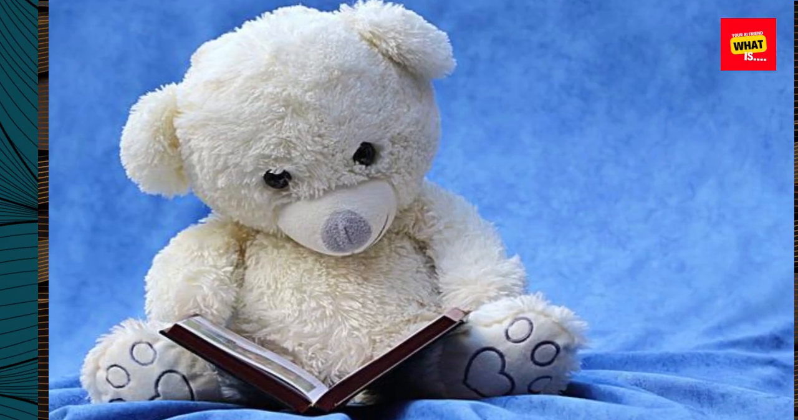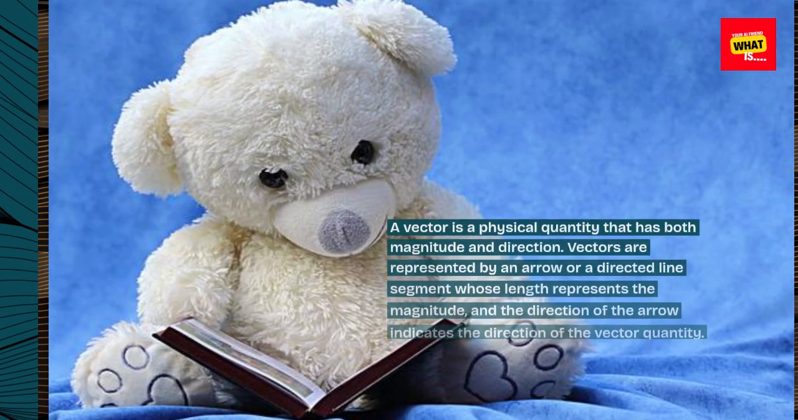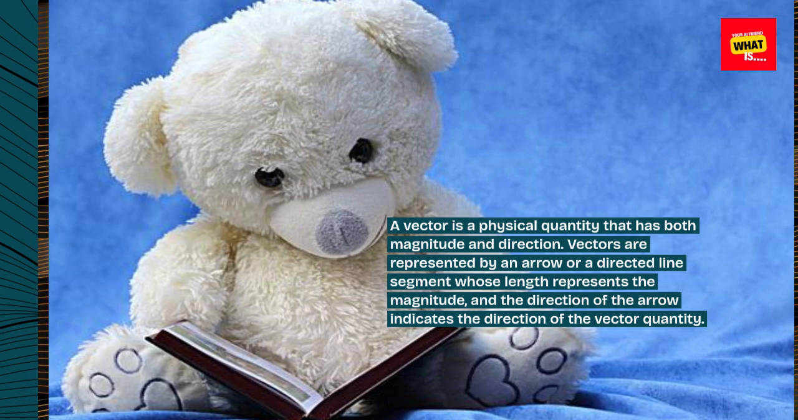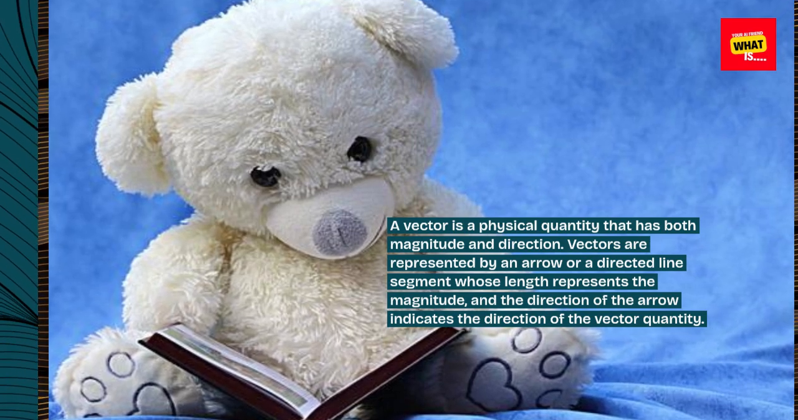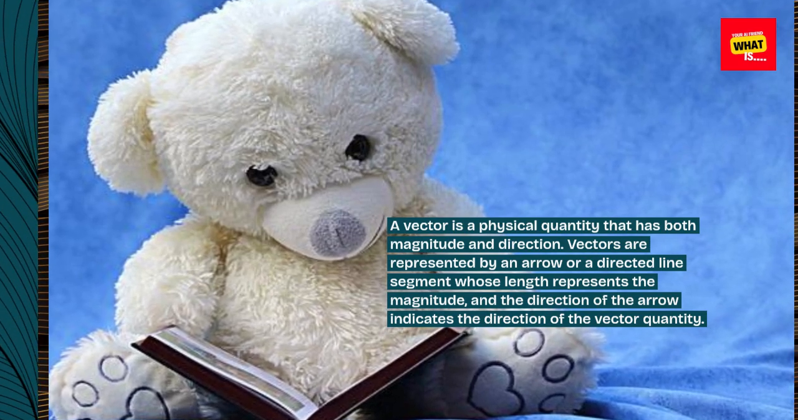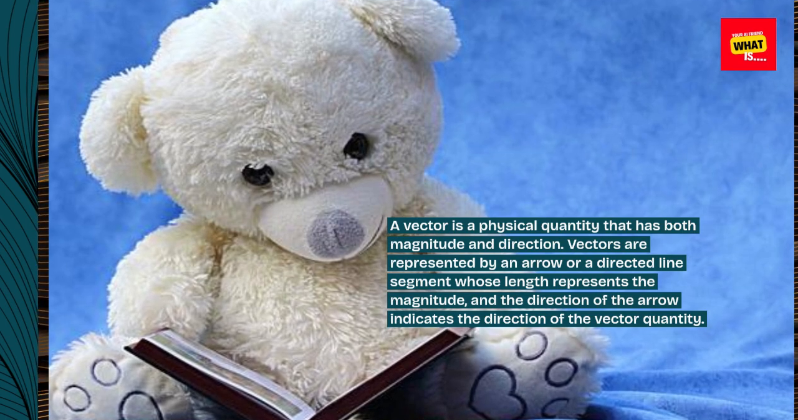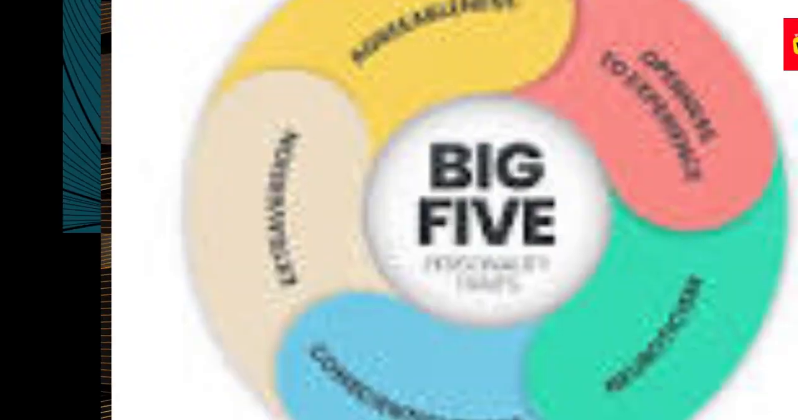4. Vector overview. A vector is a physical quantity that has both magnitude and direction. Vectors are represented by an arrow or a directed line segment whose length represents the magnitude, and the direction of the arrow indicates the direction of the vector quantity.